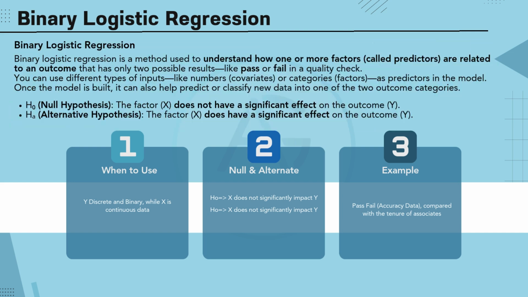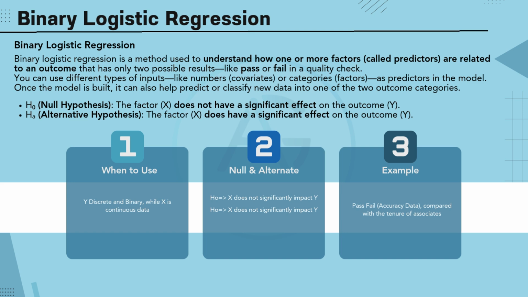Let's now dive into binary logistic regression, which is one of the most commonly used logistic models in data analysis. Binary logistic regression is applied when our dependent variable, y, is binary, meaning it has only 2 outcomes, such as pass or fail, defective or non-defective, yes or no. What we're trying to do here is model the relationship between one or more independent variables, x, and that binary outcome. These independent variables can be continuous or categorical.